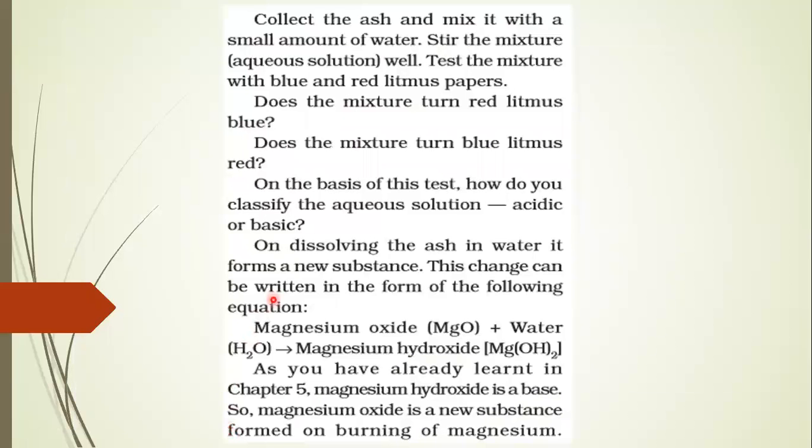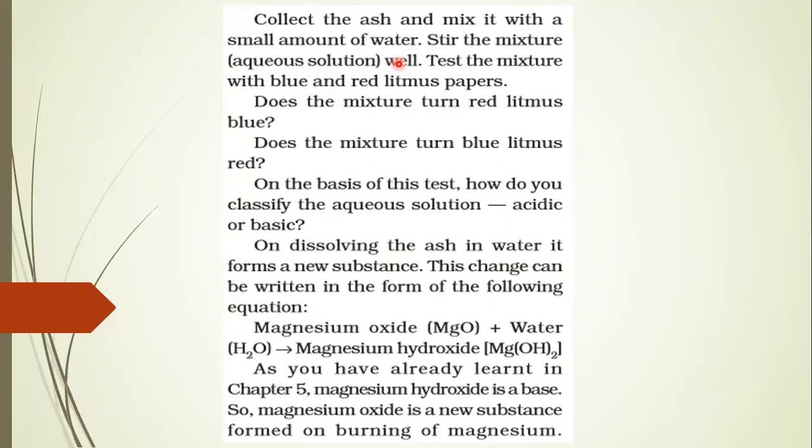Now, collect this ash and mix it with a small amount of water. Stir the mixture well. Now collect the ash of magnesium, that is magnesium oxide, then mix it with a small amount of water, and we will get a solution, that is magnesium hydroxide. That means when magnesium oxide is dissolved in water, it forms another compound, magnesium hydroxide. And magnesium hydroxide is a base.